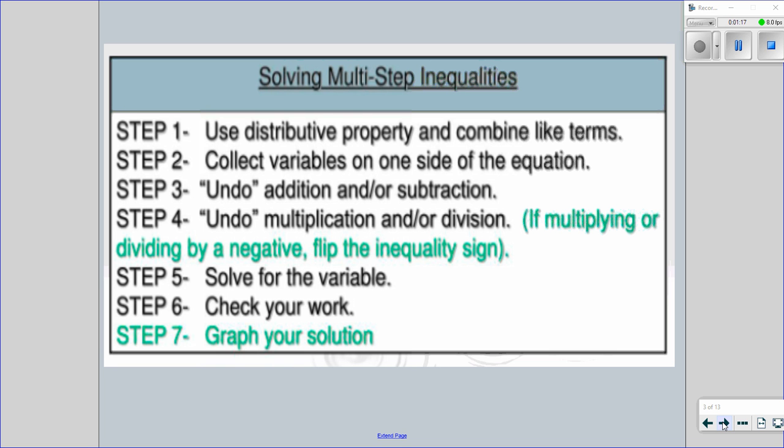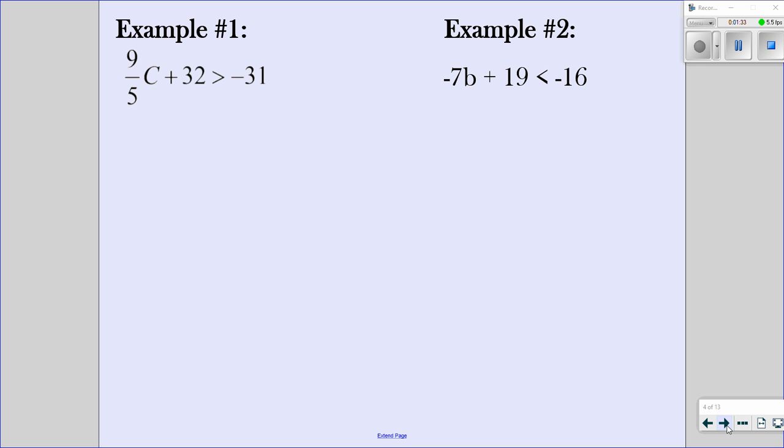Step 5, you solve for the variable. And step 6, if you want to make sure that your answer is correct, you would check your work. And if there's a number line where you need to graph it, then step 7, you would graph your solution. Okay, we're going to do a few examples using these steps in order to solve multi-step inequalities.